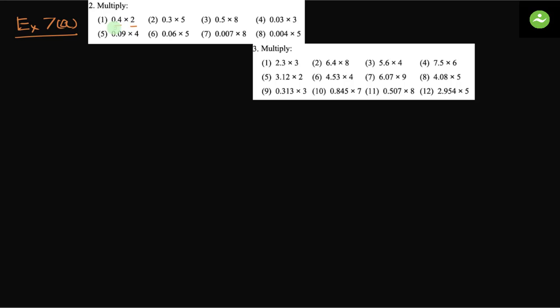So when you see a decimal fraction and a whole number, and the whole number is a one-digit number, in that case, you don't need to worry much. We don't have to do it vertically. By vertically I mean, for example, 3 and 5, this is 15. So we don't need to do it vertically. We just have to calculate straightaway, horizontally.